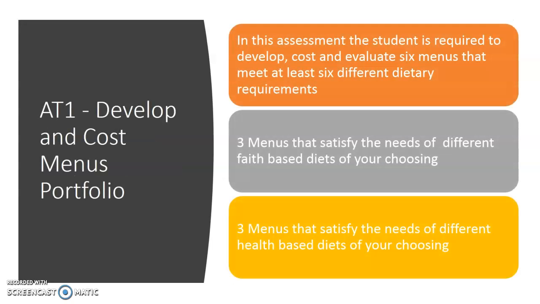In a little bit more detail, this is going to require you to develop and evaluate 6 menus that meet at least 6 different dietary requirements. 3 of these menus are going to be based on faith-based diets, and 3 of them are going to be health-based diets. Now, these 3 you can choose yourself. I would suggest choosing ones that are going to be useful to you in your career or where you're working at the moment, so that it'll be much easier to do these assessments if you're doing them in the context of where you're working.